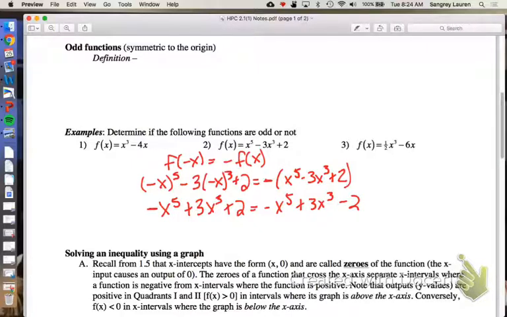So these look very similar, except there's a small difference. We have a plus 2 on the left and a minus 2 on the right. These are not the same, so this is not an odd function.